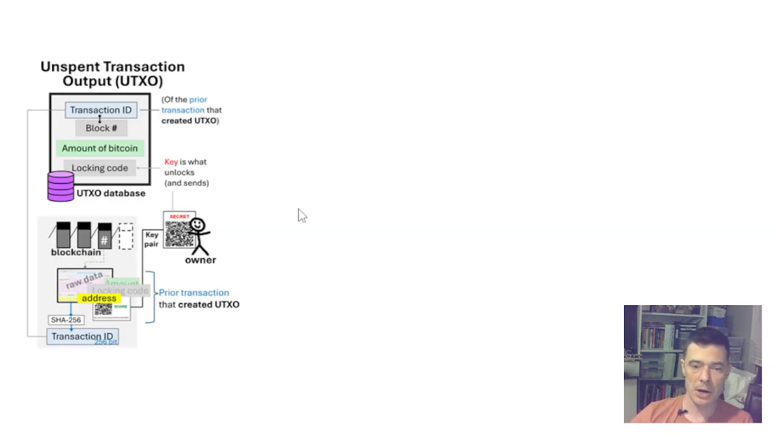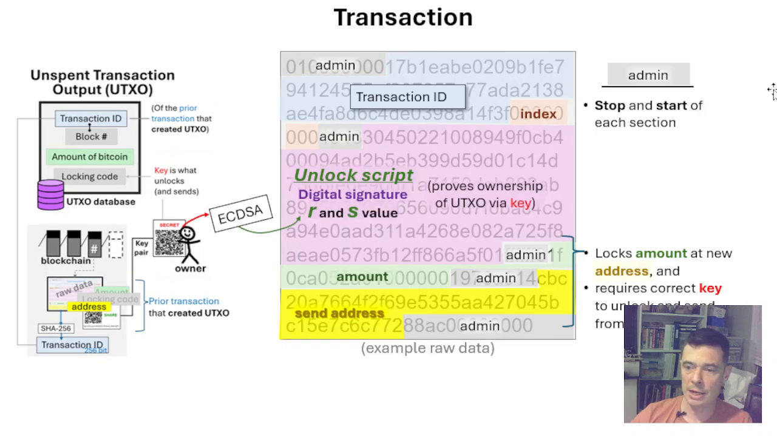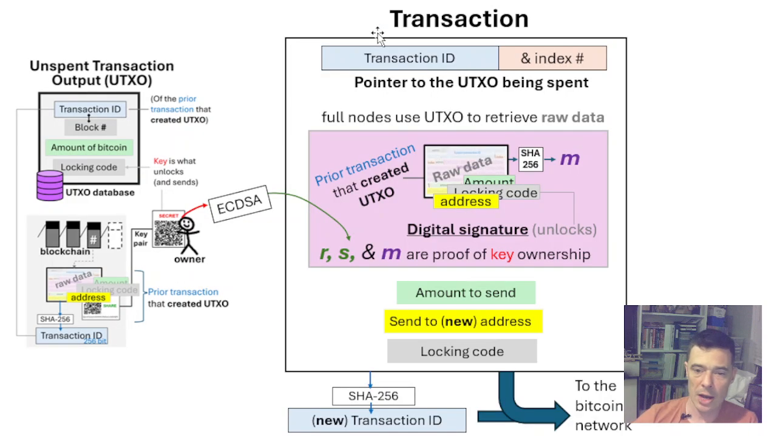And the secret key is what allows the owner to send this Bitcoin. So now let's compare the UTXO to a transaction. This is the same example raw data from earlier. I just compressed it a little bit. And now we'll take it and make it a little more generic. And this is the information that you have in a transaction. All of this gets hashed and makes the transaction ID.